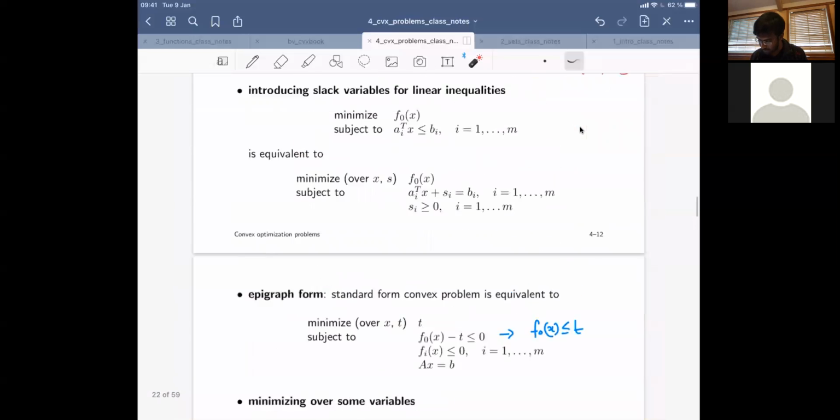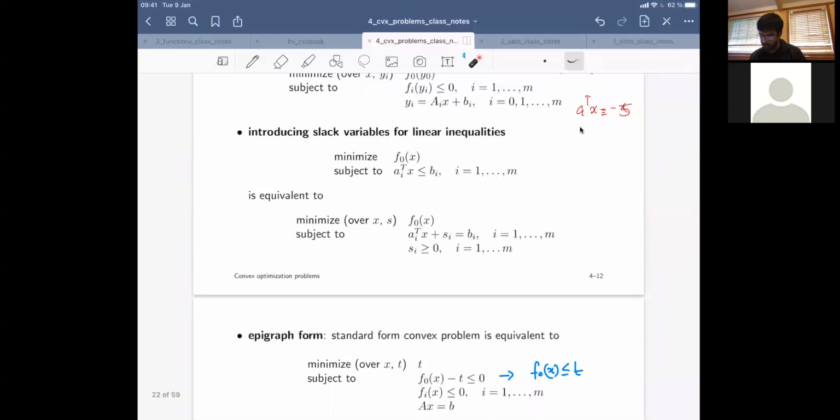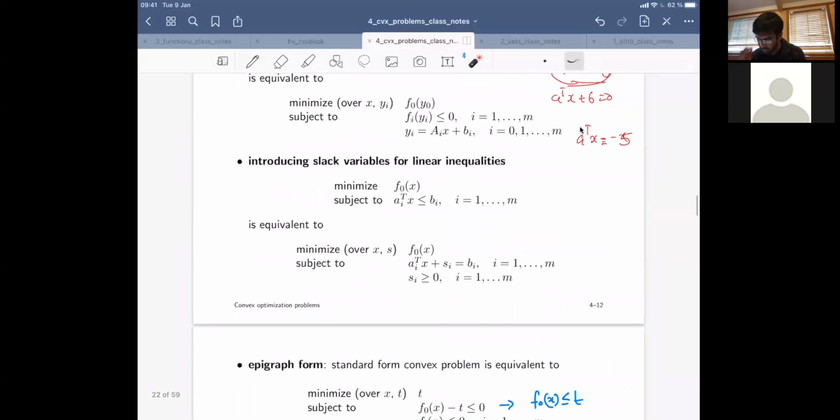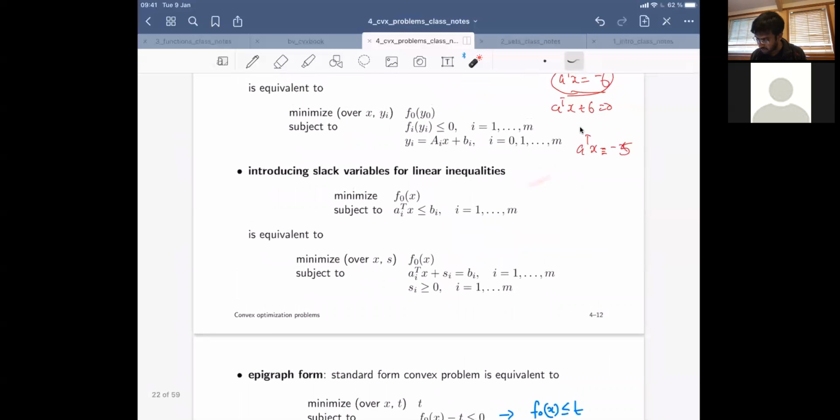Now a simple thing: introducing a slack variable. We have 5 more minutes, I think we can finish this. So I have a function like this, and what I do is replace this inequality with an equality. What I'm saying is that this left side is less than or equal to the right side. So instead of that, I add a positive quantity, si, and say that it is equal to bi. That's all. It's a lazy way of doing it.